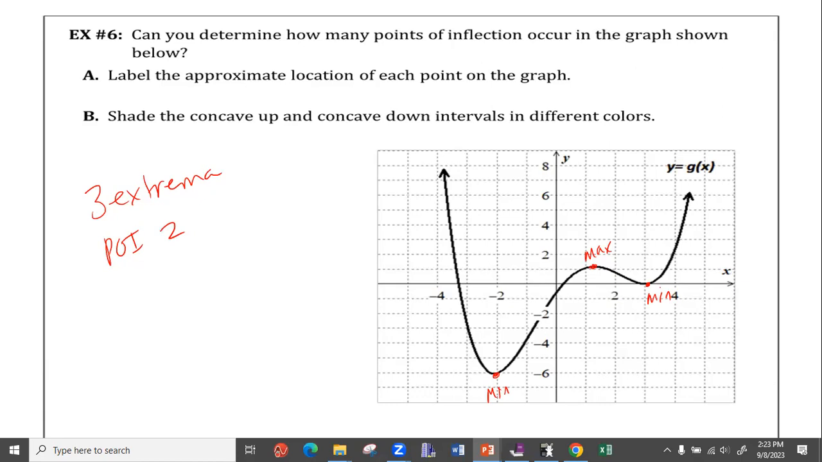Because we have 3 points of extrema, that means there's going to be a POI between these and a POI between these 2. Okay? You're welcome. Thank you for asking. So here are my POIs. And because I don't have exact values of an equation to work with, that's all I can do. Does that make sense? It's just labeling.